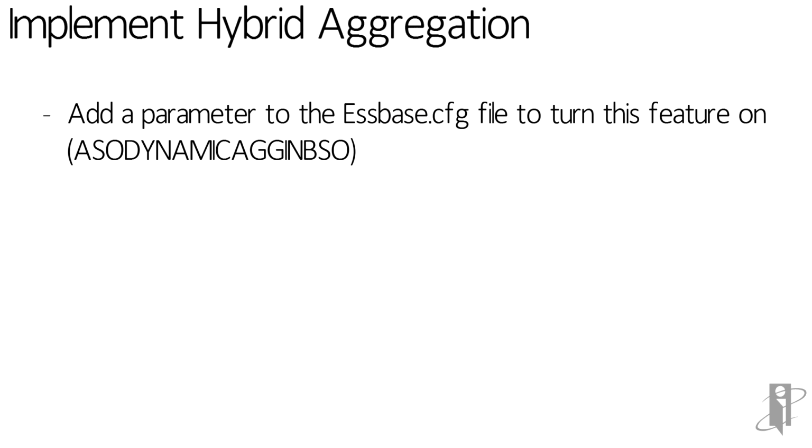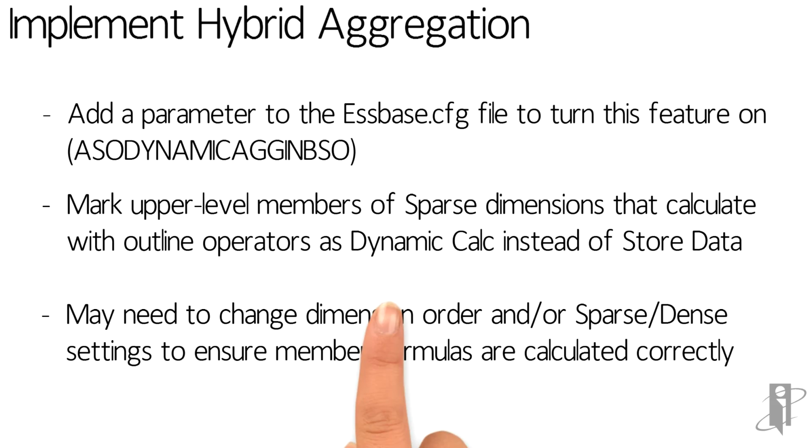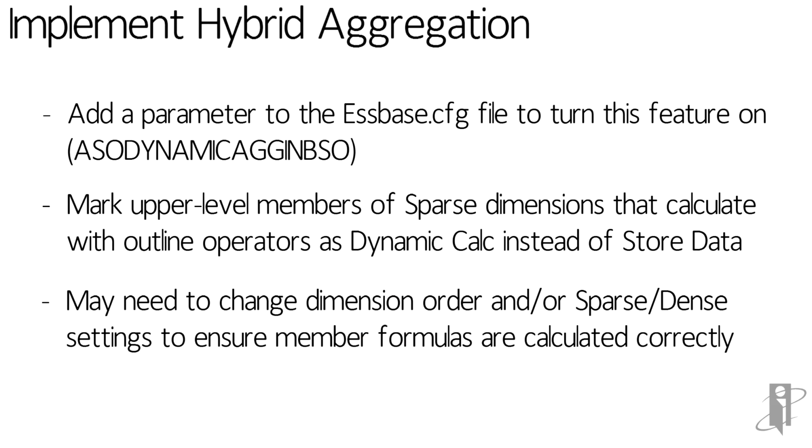To implement hybrid aggregation, we add a parameter to the Essbase configuration file to turn the feature on. That parameter is ASODYNAMICAGGINBSO. Next, we mark the upper level members of our sparse dimensions that calculate with outline operators as dynamic calc instead of store data. You also may need to change your dimension order and/or sparse/dense settings of the Essbase outline to ensure member formulas are calculated correctly.